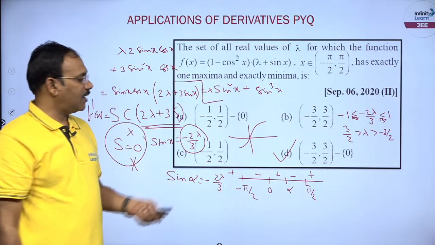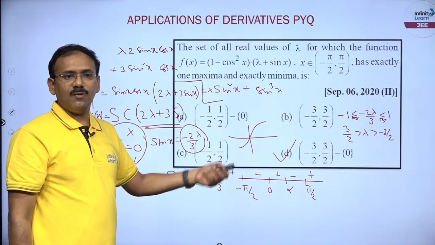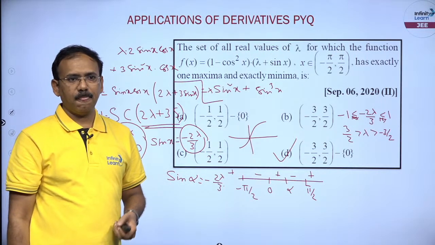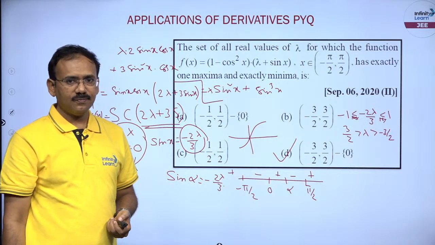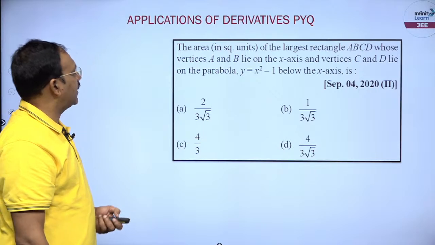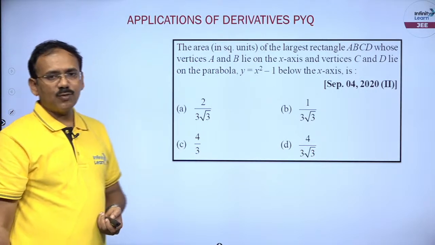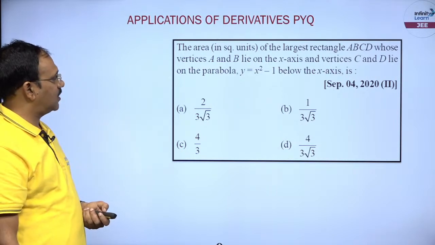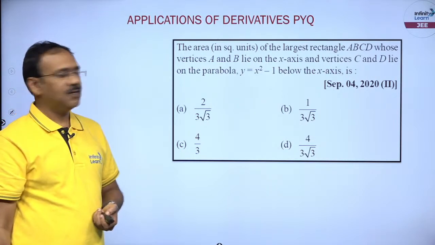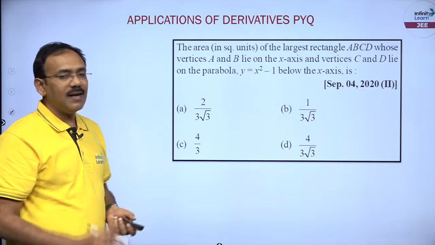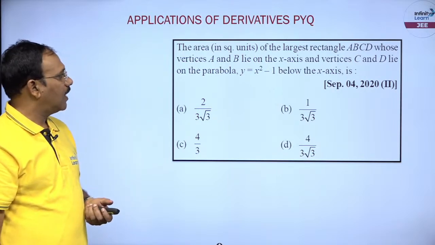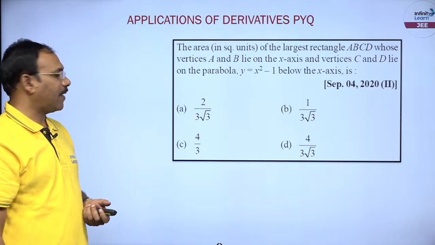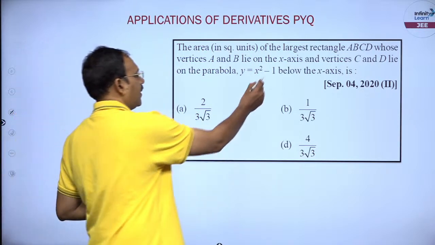So lambda can be from minus 3 by 2 to 3 by 2 other than 0. Okay, dear students. Find the next one. You see this question? The area of the largest rectangle ABCD whose vertices A and B lie on the x axis and vertices C and D lie on the parabola y is equal to x square minus 1.